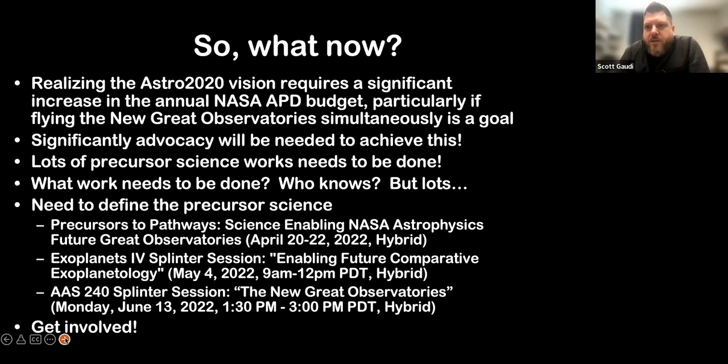And as part of the process of figuring that out, we have a number of meetings and sessions coming up. So just next week, there's the NASA Precursors to Pathways meeting. This is April 20th to 22nd. It's hybrid. I encourage you to attend that. We've gotten a splinter session in the Exoplanets 4 meeting about future comparative exoplanetology with the large mission concepts and the ELTs. And there's a splinter session on the new great observatories in the summer AAS that's also been approved. So I encourage you to get involved.